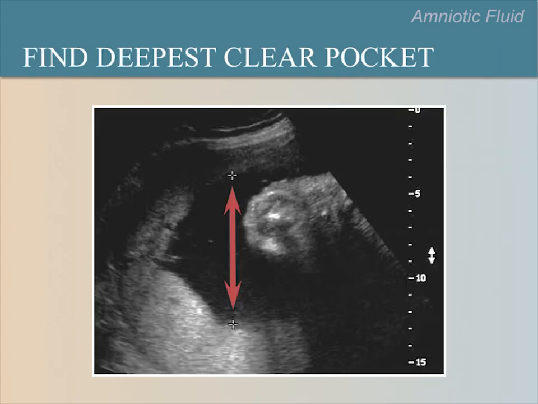Look through the entire amniotic sac to find the deepest pocket. Measure the depth. Notice that the calipers form a vertical line, meaning straight up and down, that does not cross the umbilical cord or fetal parts.